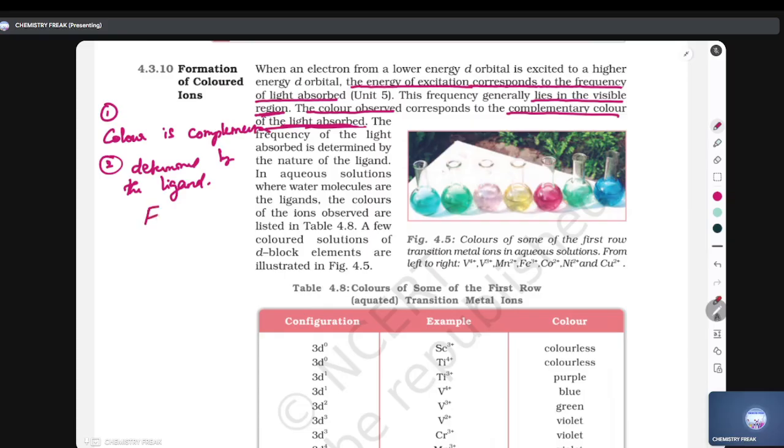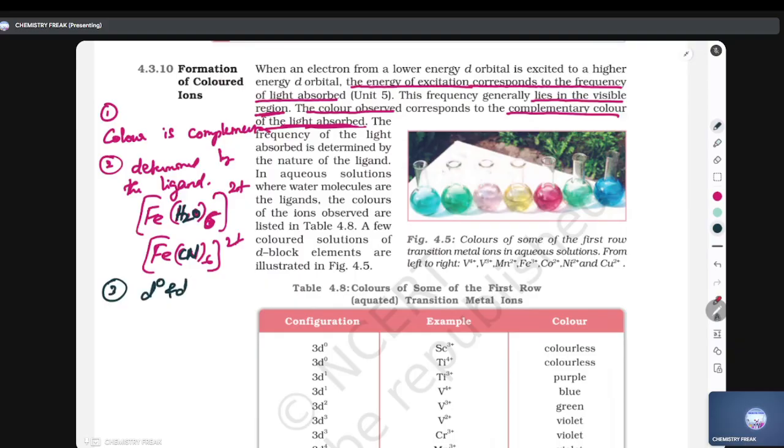For example, if iron is bonding with water six times, it will have a different color. If iron is bonding with cyanide, it will have a different color. So the color depends upon water or cyanide, to whom the central metal is bonding with. Point number three.